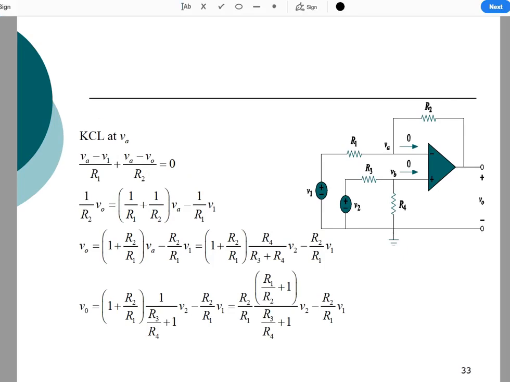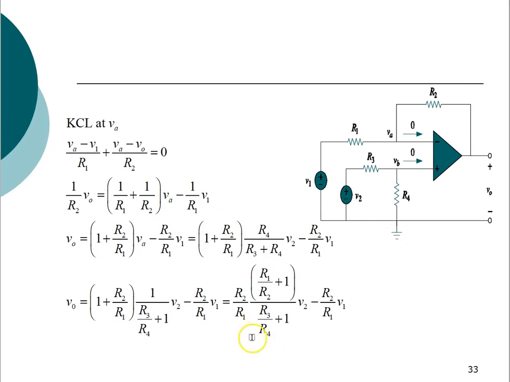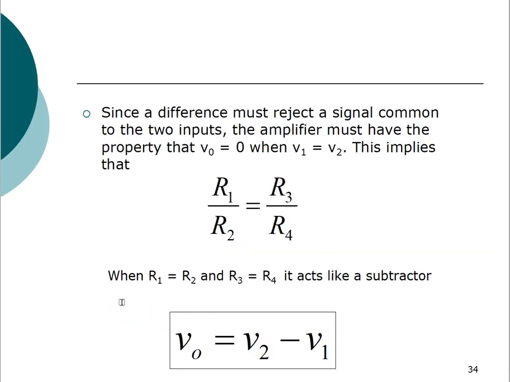So this final equation you will get: V0 is equal to R2 by R1, and then in the numerator R1 by R2 plus 1, in the denominator R3 divided by R4 plus 1, into V2 minus R2 by R1 into V1. So that's your final equation for a difference op-amp.